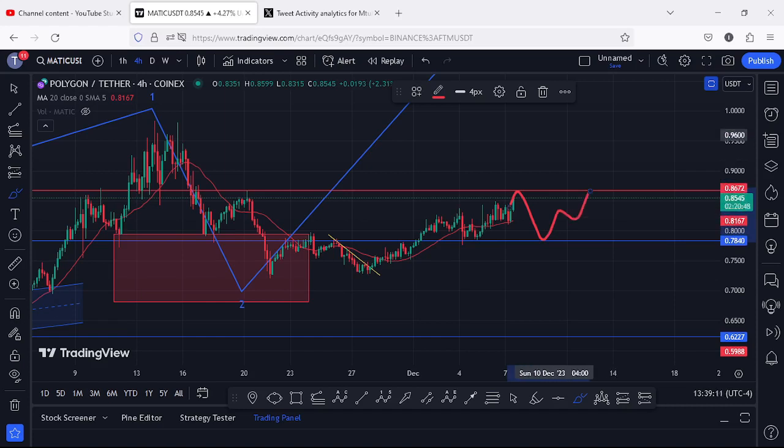But if by any chance that pullback is more aggressive and we lose support, then I will be expecting an even deeper pullback to the areas at the $0.72 mark where we have the next areas of support. And as long as those areas continue to hold, we can expect another bounce back in the next coming days.